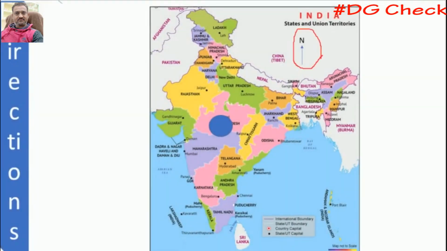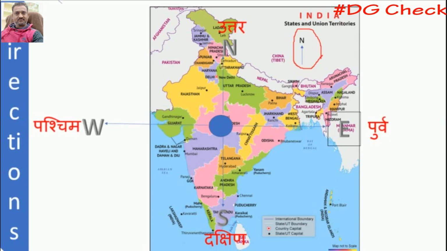Look at the map. At the top, you see a symbol with the direction, that is the north direction. Remember, the north direction is always shown on the map at the top right corner. Look at the four main directions on the map. This one is called Uttar, Dakshin, Purva, Paschim.